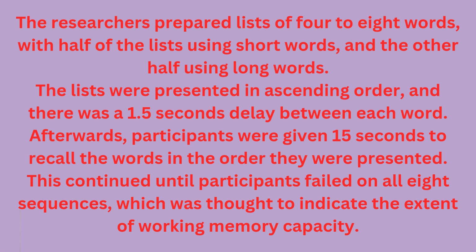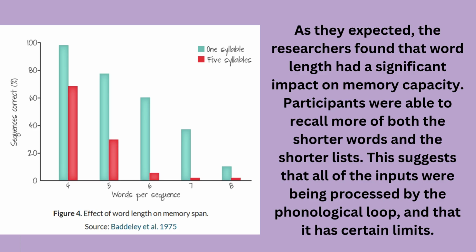The researchers prepared lists of 4 to 8 words, with half of the lists using short words and the other half using long words. The lists were presented in ascending order and there was a 1.5 second delay between each word. Afterwards, participants were given 15 seconds to recall the words in the order they were presented. This continued until participants failed on all 8 sequences, which was thought to indicate the extent of working memory capacity. This is the graph that you can see.